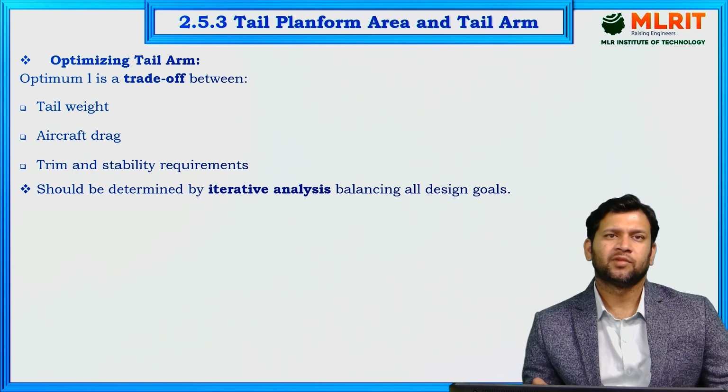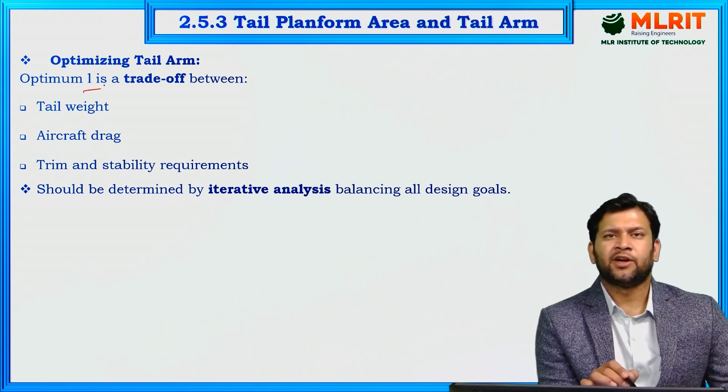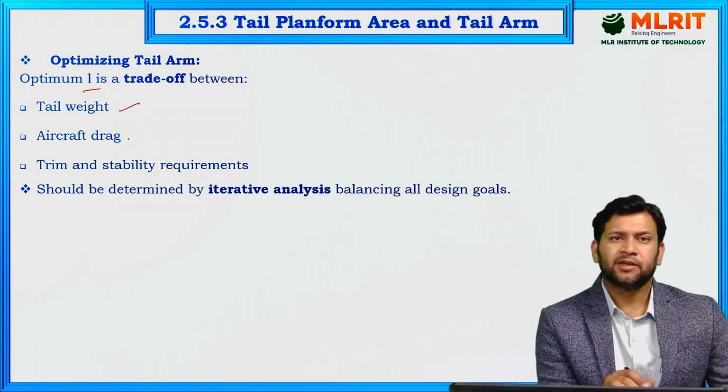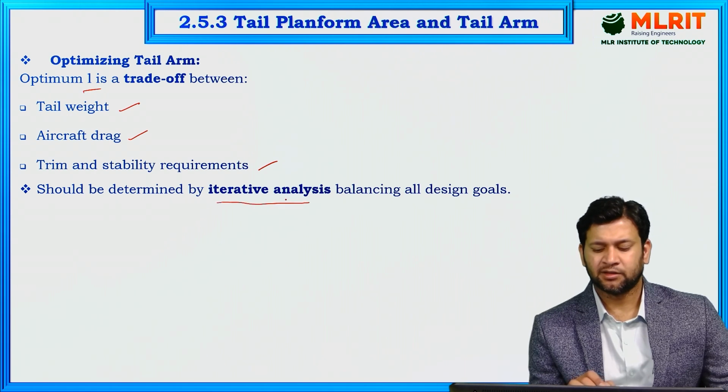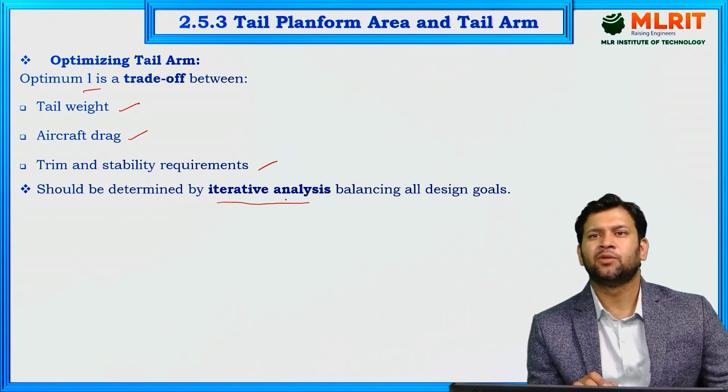Optimizing tail arm: the optimum length is a trade-off between tail weight, aircraft drag, and trim and stability requirements, and it should be determined by iterative analysis, balancing all design goals.